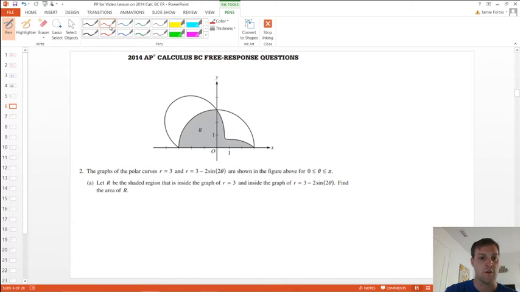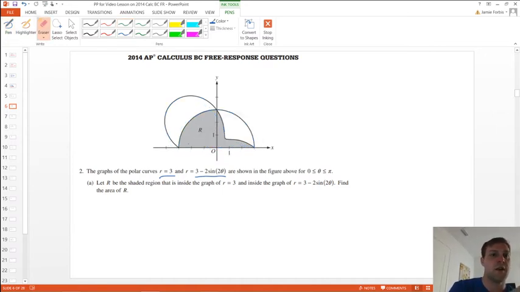Part A. First of all, the graphs of the polar curves r equals 3, which is this circle right here, and r equals 3 minus 2 sine 2 theta, this crazy looking function right here, are shown in the figures above, and we're only looking between theta 0 all the way to pi. So it does a semicircle. It says, let R be the shaded region that is inside the graph of r equals 3 and inside the graph of r equals 3 minus 2 sine of 2 theta, which is already shaded up here for you. Find the area of R.